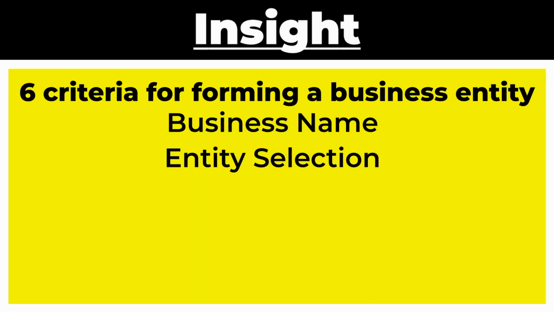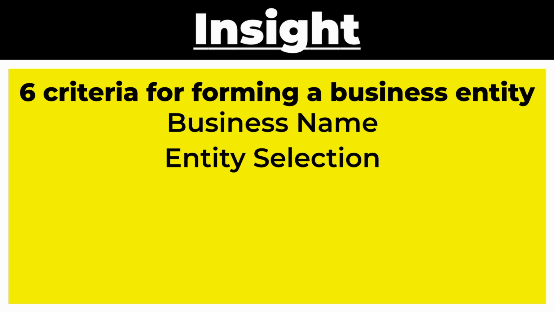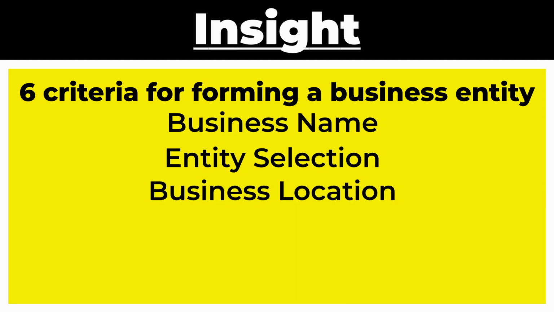Next, we have the entity selection, which we kind of just hinted at, which is going to be the organization formed for the purpose of conducting business. Again, for the purpose of this example, we're going to be using an LLC. The third part of forming a business entity is going to be the business location. This is where your business will be established.